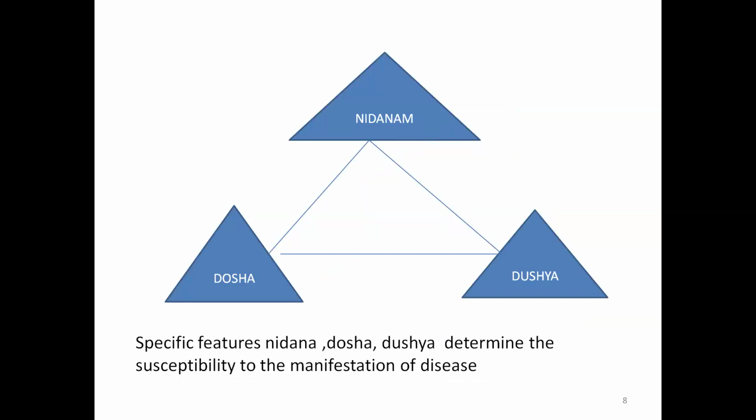And while considering the Nidana Dosha Dushya Visheshebhyah, that Vishesha, the involvement of Nidana, involvement of Dosha, involvement of Dushya in different proportions, creates different types of skin manifestations. Specific features of Nidana, Dosha, Dushya determine the susceptibility to the manifestation of disease. So why do we see different types of psoriasis? Guttate psoriasis is there, plaque psoriasis is there, scalp psoriasis is there. So depending upon the Nidana, Dosha and Dushya. Along with that, Srotasas also should be considered. Depending upon the involvement and severity of Srotasas, we have to assess that.